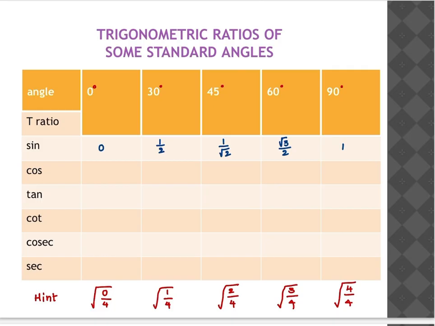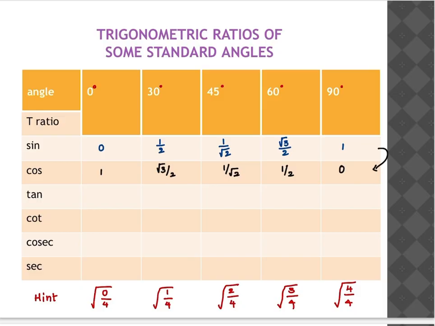Then, after making these sine values, to get cos, tan, cot, cosecant and secant, we write the cos values in the exact reverse order of the sine values. So in reverse order, I start with 1, next value is root 3 by 2, then 1 upon root 2, then 1 by 2, then 0.